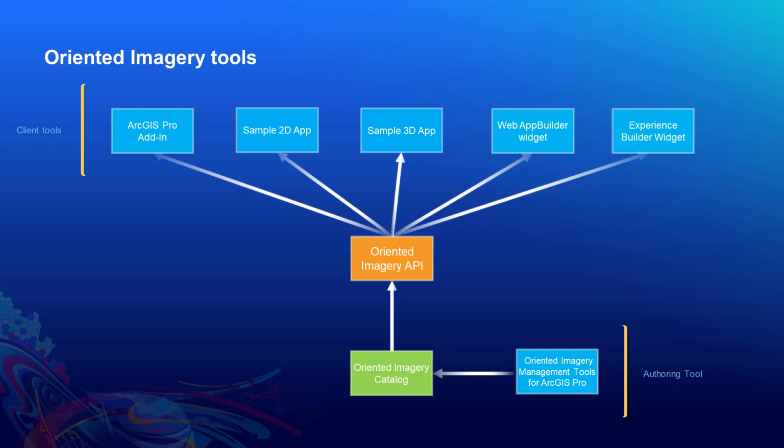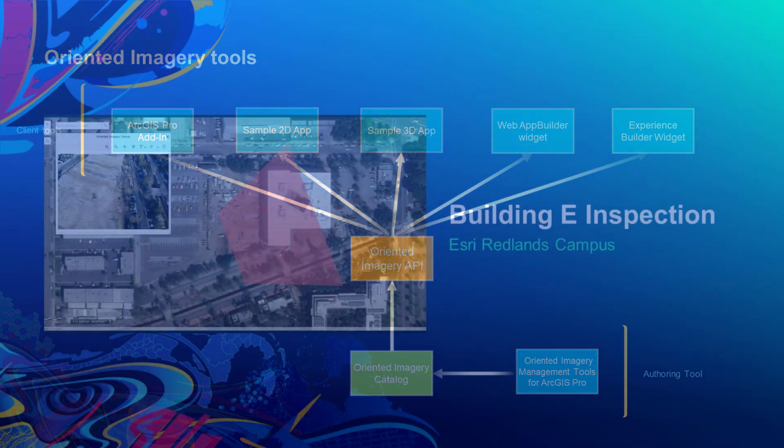All client tools are extremely light in that all the work is actually done by the Oriented Imagery API, such as reading the data, transformations, etc. The API is driven off by Oriented Imagery catalogs, and we have tools in ArcGIS Pro at the moment which are used to generate these catalogs.